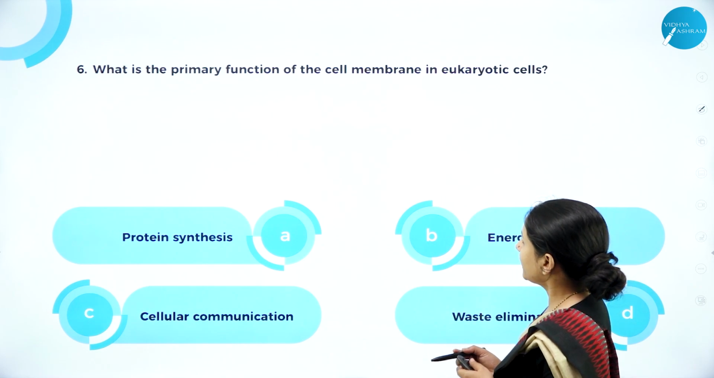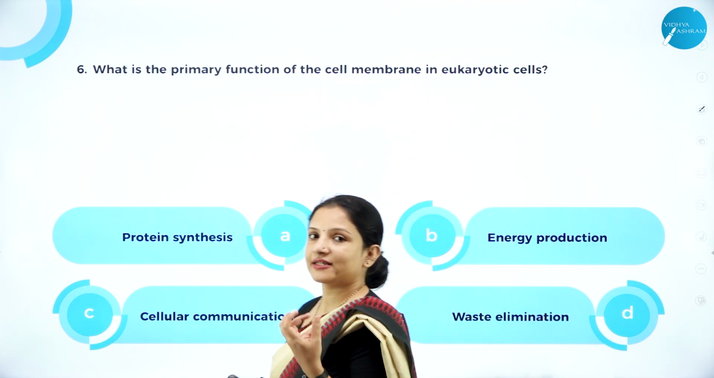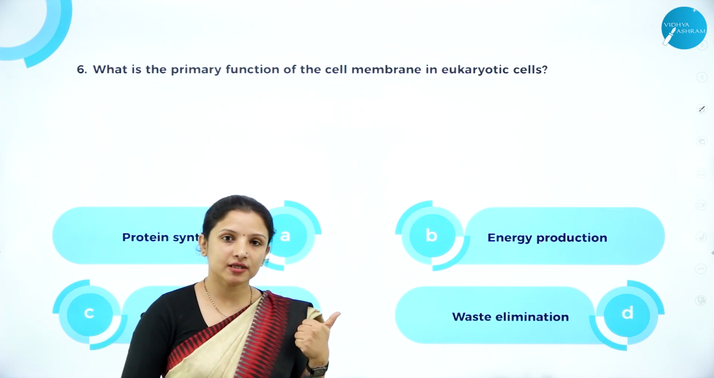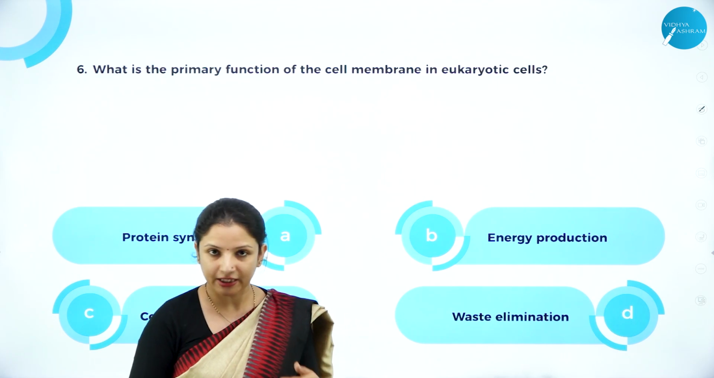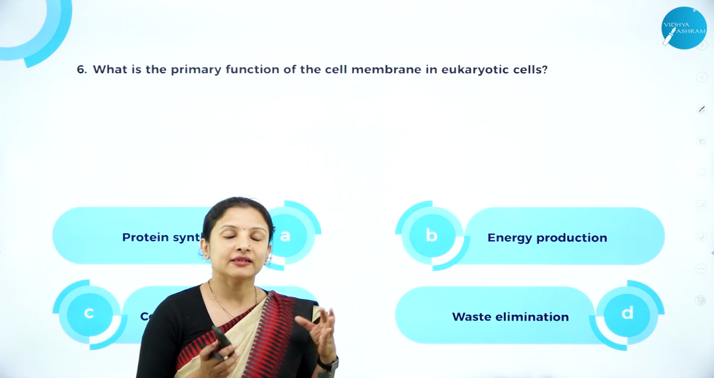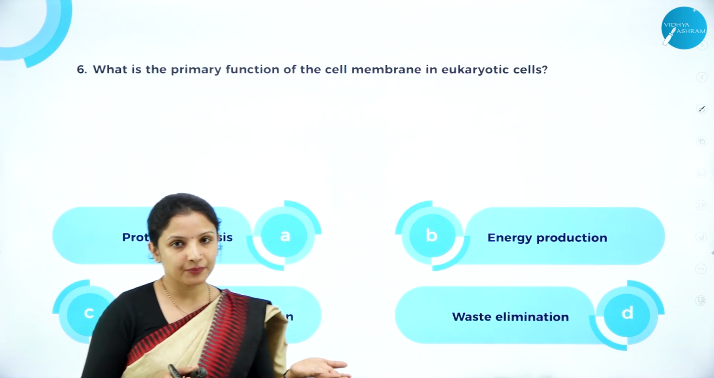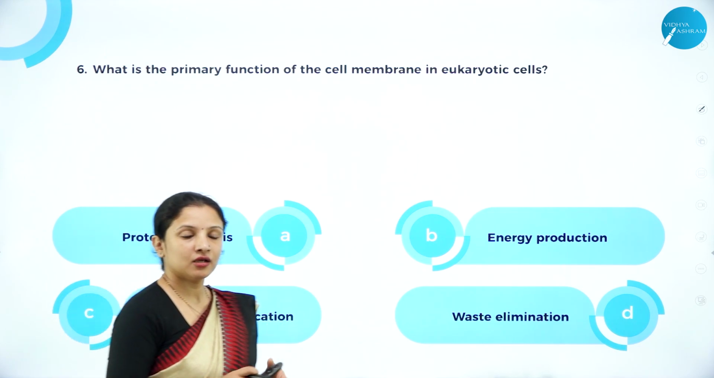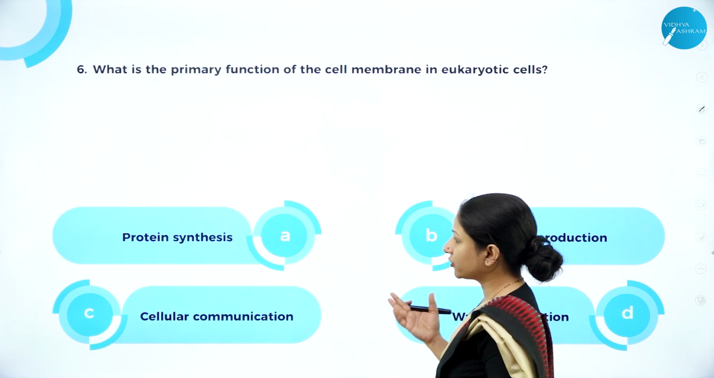Next question: what is the primary function of the cell membrane in eukaryotic cell? The cell membrane has particular functions. They prevent the entry of pathogens and other harmful substances into the cell, they also give proper shape to the cell, they prevent the spilling of the cytoplasmic content, and they are selectively permeable in nature. All those are there. Let's look into what is the primary function of the cell membrane or the plasma membrane.